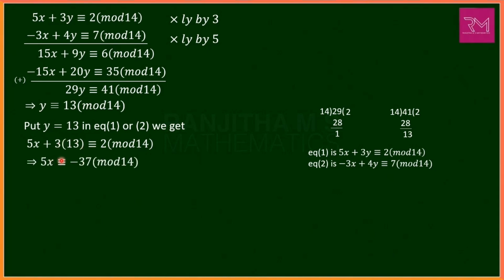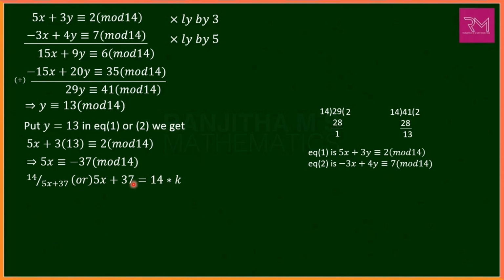Therefore we get 5x congruent to: if we subtract throughout the congruency by 39, we get 5x plus 39 minus 39, which gets cancelled, congruent to 2 minus 39 is minus 37 under mod 14. So we get 5x congruent to minus 37 mod 14. By the definition of congruency, we take this as 14 divides 5x minus of minus 37, we get plus 37, or we can take this as 5x plus 37 is equal to 14 into some integer k.